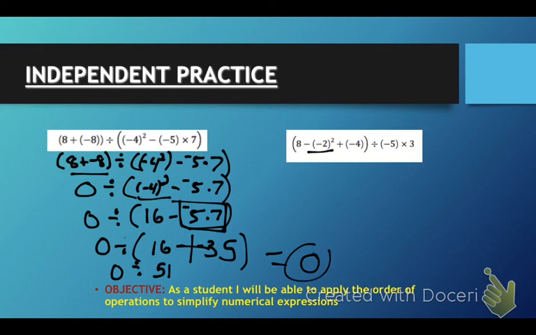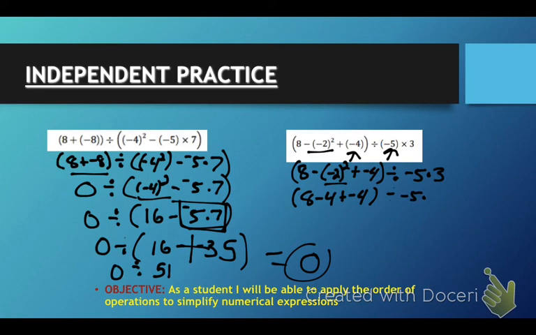This one, we needed to keep that parentheses. This one, with the arrows, you could have got rid of. So we have, in parentheses, 8 minus negative 2 squared plus negative 4, close the parentheses, divided by negative 5 times 3. Going to go ahead and get started. Do parentheses first. Negative 2 times negative 2 is 4, positive 4. So we have 8 minus 4 plus negative 4, divided by negative 5 times 3.